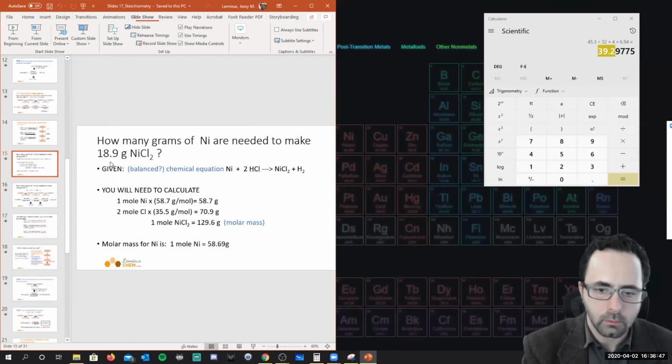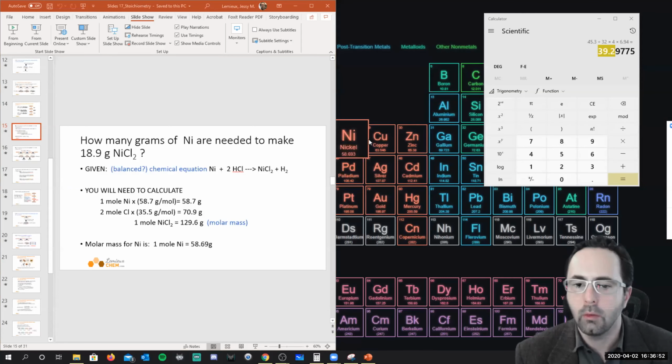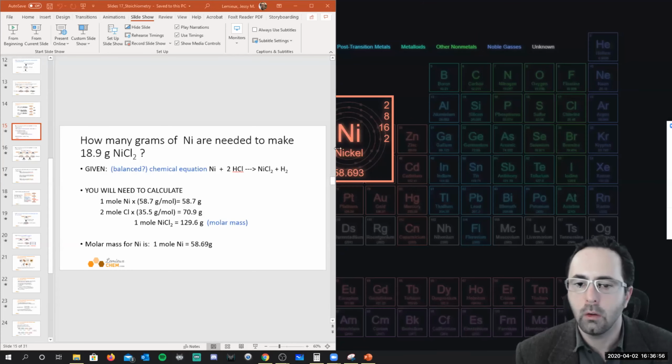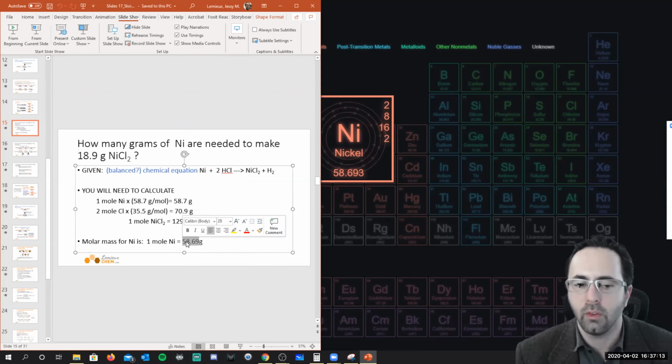Looking at our periodic table, we have nickel right here. A mole of nickel weighs 58.693 grams. I've rounded it to 3 sig figs since my original data had only 3, so I rounded it to 58.7 grams. I did keep an extra one here. Either way is fine. 3 is fine because our data has 3, and 4 or more is also okay. Just make sure to at least have 3.